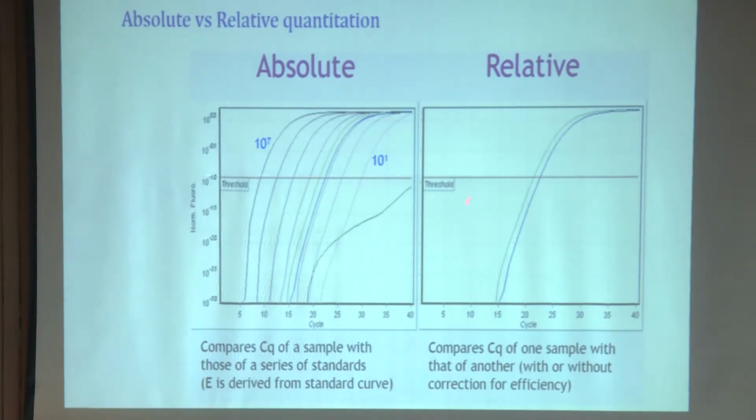And for the relative, well, we have 2 genes. One internal gene is taken as a reference.